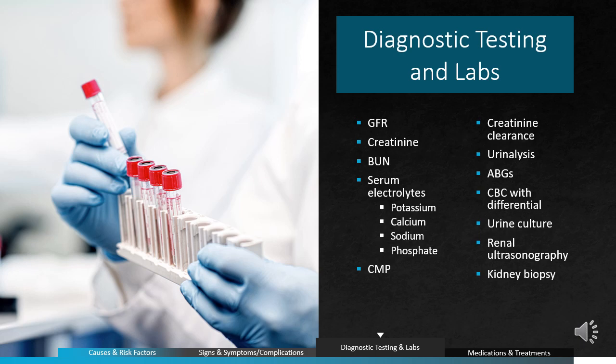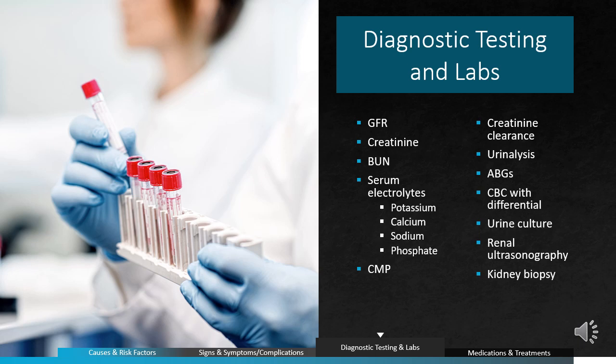There is also urinalysis, which is done to measure urine specific gravity and detect abnormal urine components. There's ABGs, CBC with differential, which can reveal moderately severe anemia with a hematocrit of 20 to 30% and a low hemoglobin. Urine culture, which is ordered to identify any urinary tract infection that may hasten the progress of chronic kidney disease. A renal ultrasonography, which is done to evaluate kidney size.